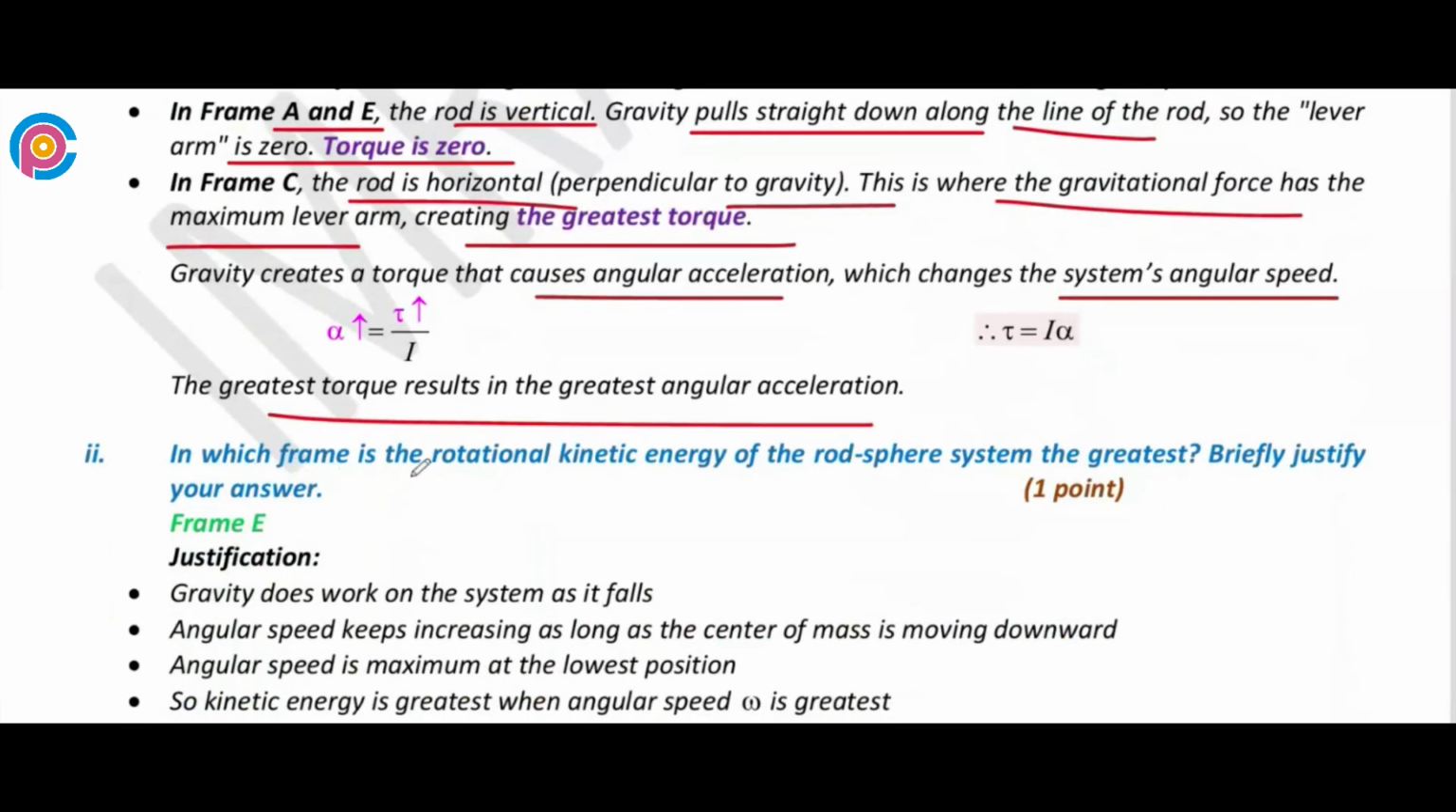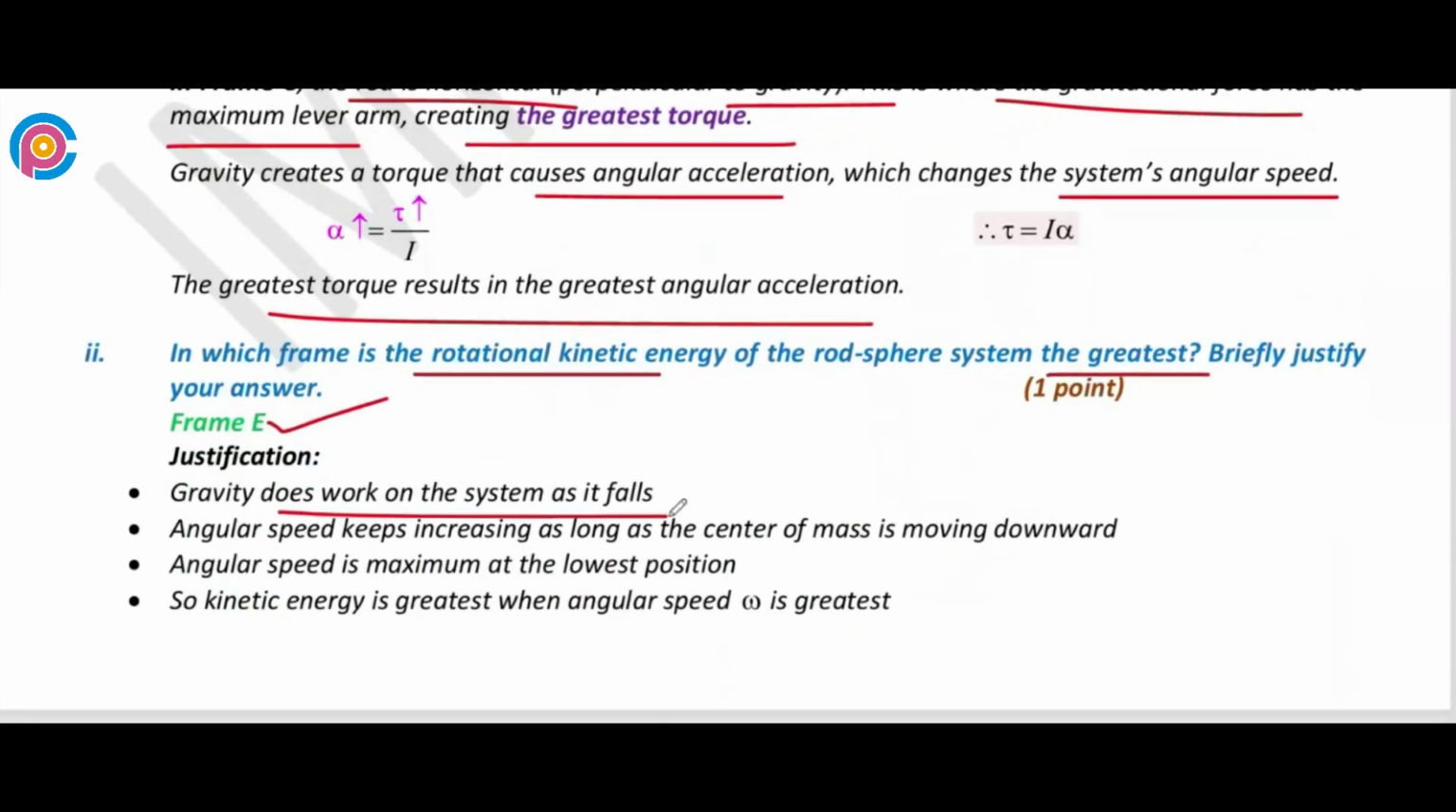Now, in which frame is the rotational kinetic energy of the rod-sphere system the greatest? Briefly justify your answer. So for the greatest rotational kinetic energy, the answer is E. Why? Gravity does work on the system as it falls, so the angular velocity keeps increasing as long as the center of mass is moving down.